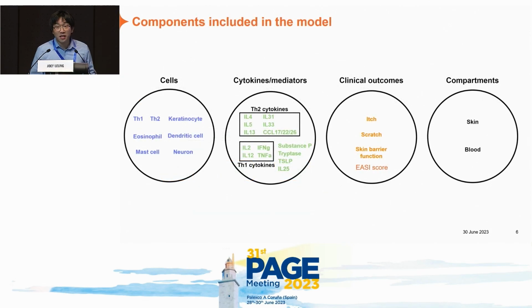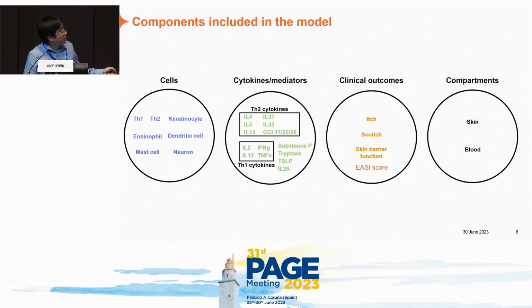So here's a list of the main components included in the model. For the cell types, we have the main drivers, Th1 and Th2. We have keratinocytes, and for Th2 response, the main effectors are eosinophils and mast cells. They're important for allergic reactions. And dendritic cell is important for antigen presenting. And finally, we have sensory neurons that can induce itch.